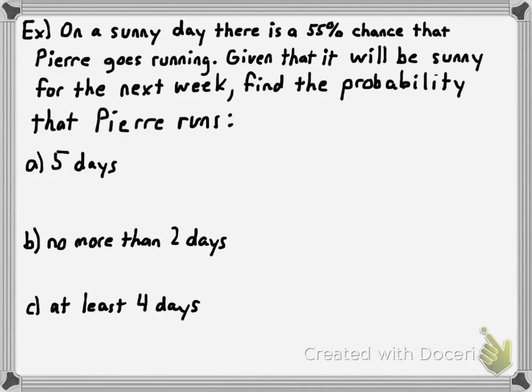Now, let's go ahead and apply this to an actual problem. On a sunny day, there is a 55% chance that Pierre goes running.